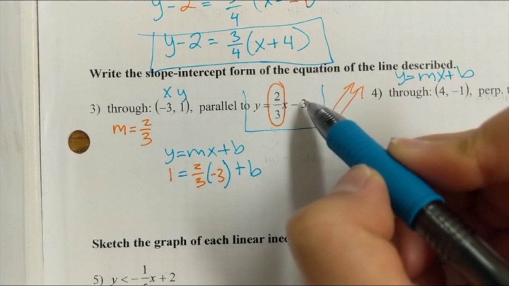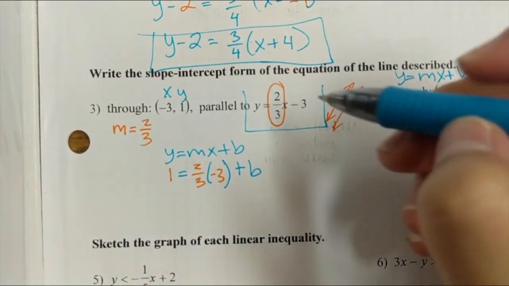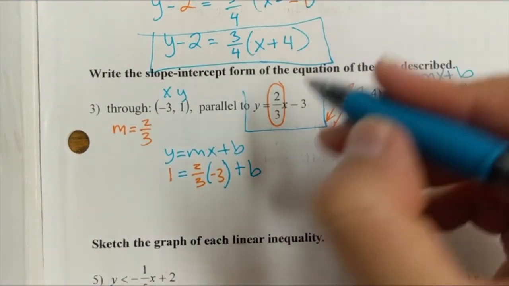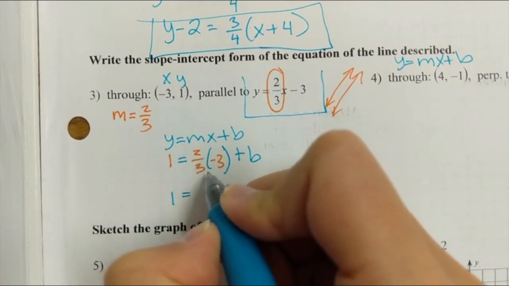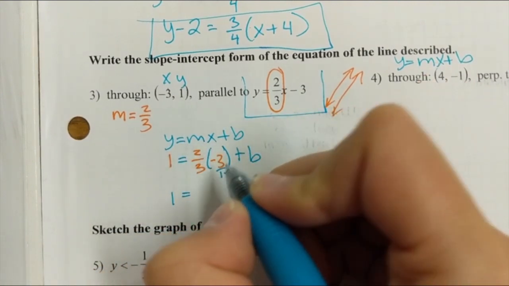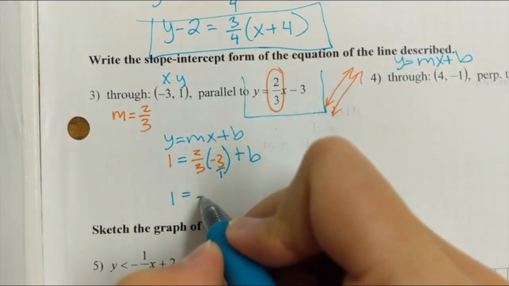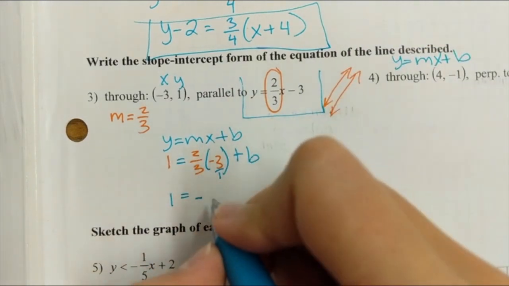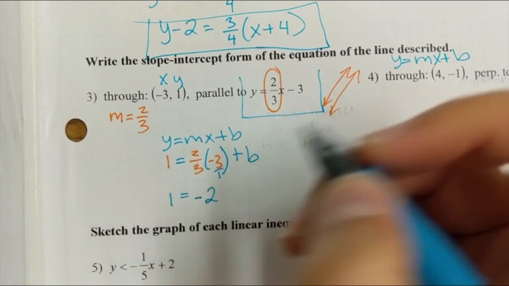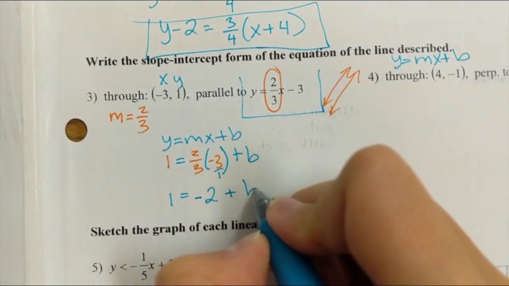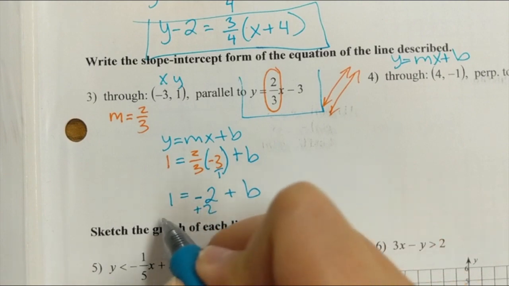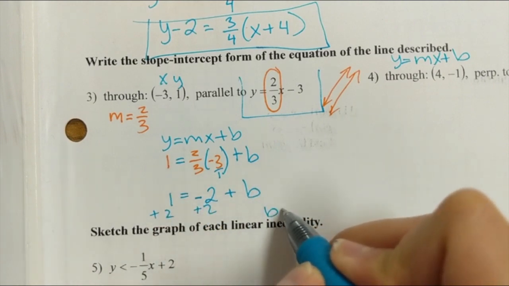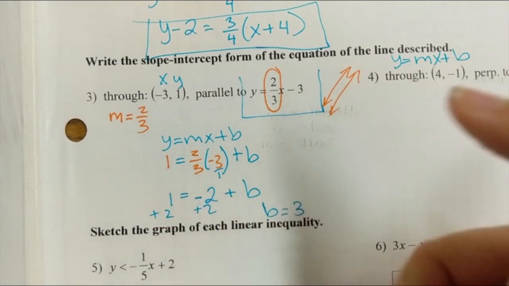We do not use this b, that's a totally different line. We only care about the slope of that other line. So then we multiply. 1 is equal to 2/3 times -3 over 1. That's equal to -6/3, which is -2. Or your 3's reduce to 1, and you get 1 times 2. So add 2 to both sides, and b equals 3. That's my y-intercept.